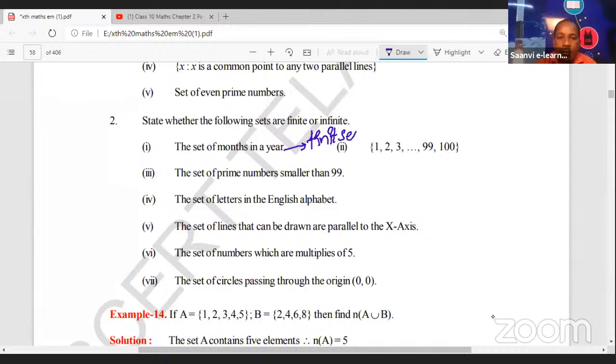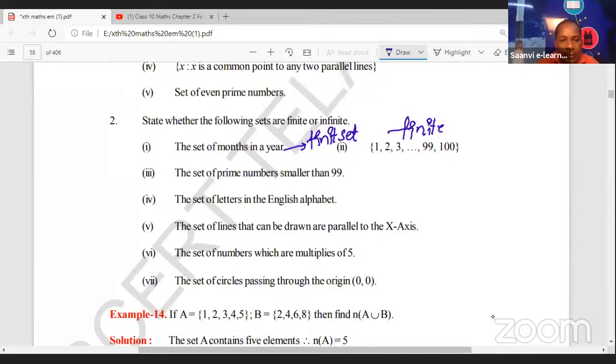It is a finite set. And observe this second set. Can we count these elements easily? Yes, we can count easily. 1 to 100 we can count easily. It means a finite number of elements are there in this. So it is also a finite set.